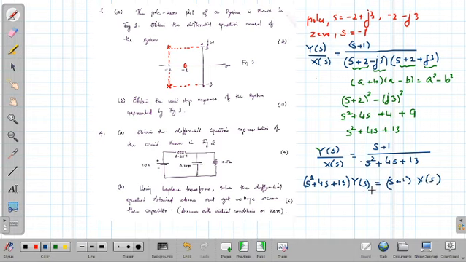And if you take the inverse Laplace transform, you can assume that the initial conditions are 0. So if initial conditions are 0, if you take the inverse Laplace transform, it becomes y double dot, which is the second derivative, plus 4y dot plus 13y equal to x dot plus x. Okay, so this is the differential equation representation of this system. So that is A part.